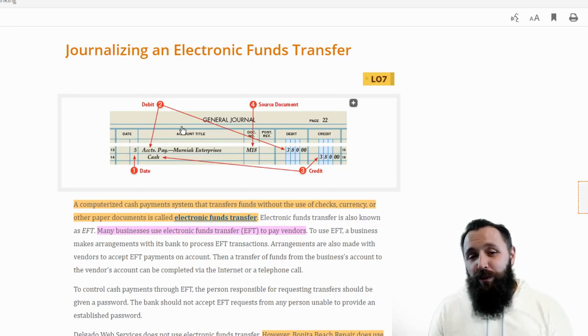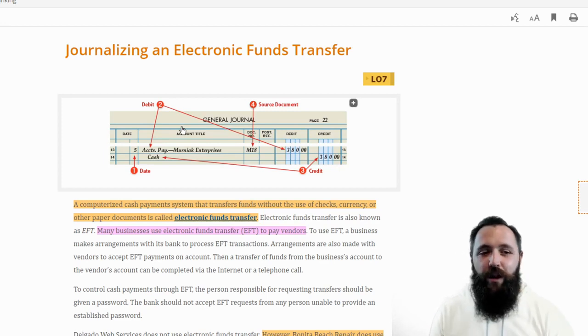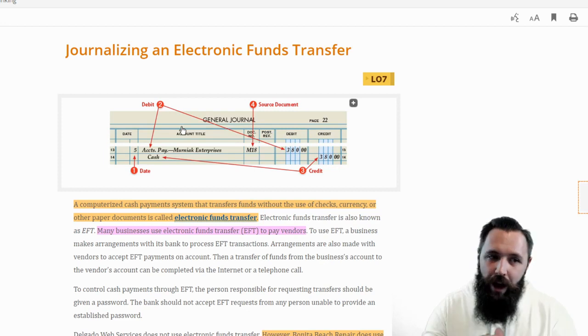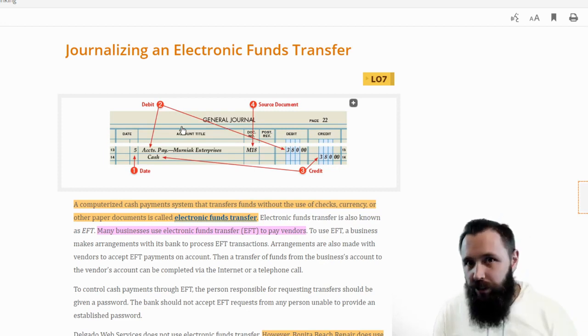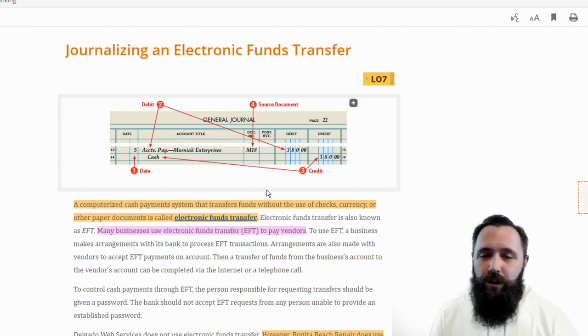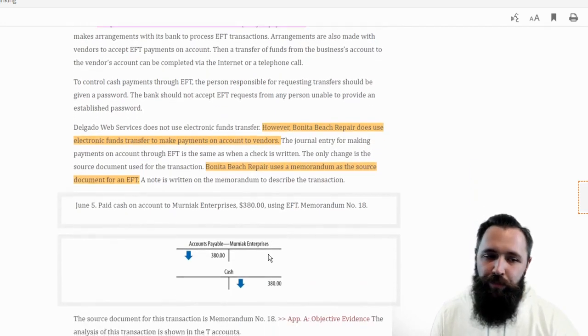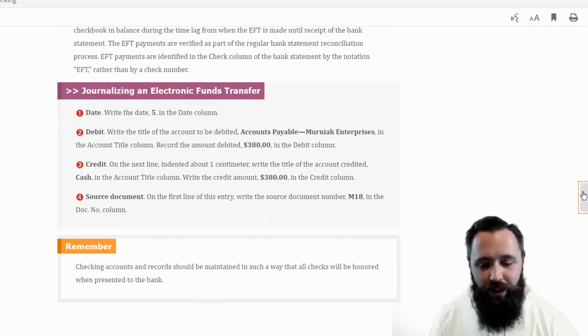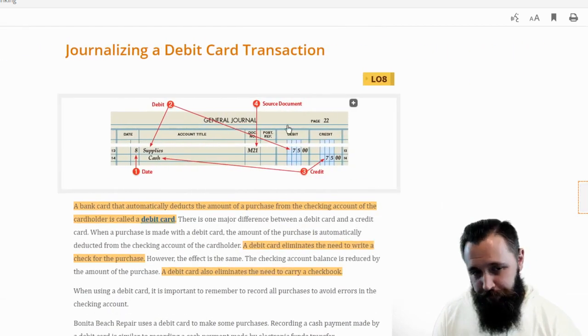So anyways, we put in the date, which is the 5th. Then we have accounts payable. Accounts payable has a normal credit balance. So we need to debit accounts payable to decrease the amount that we owe. And then cash is going to be credited because using that EFT, cash is technically going down. And we put in our source document, which is a memo. So nothing really new here. We're just introducing what an electronic funds transfer is.